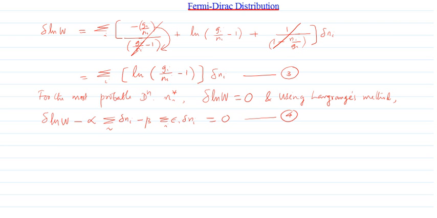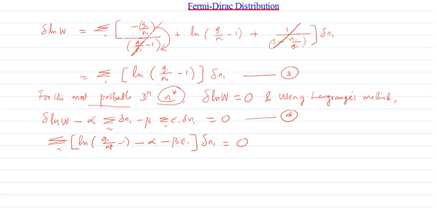Now you can substitute for delta log w from equation number 3. So equation number 4 becomes sum over i, and delta ni is also common. So I can write log of gi by ni minus 1, then minus alpha minus beta ei. Summation and delta ni are taken as common terms, so that is equal to 0. Same steps that we have followed. And since it corresponds to the most probable distribution, let me make ni here as ni star.